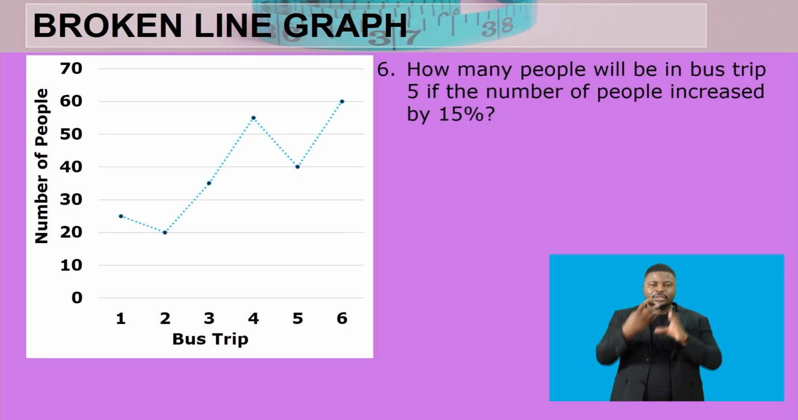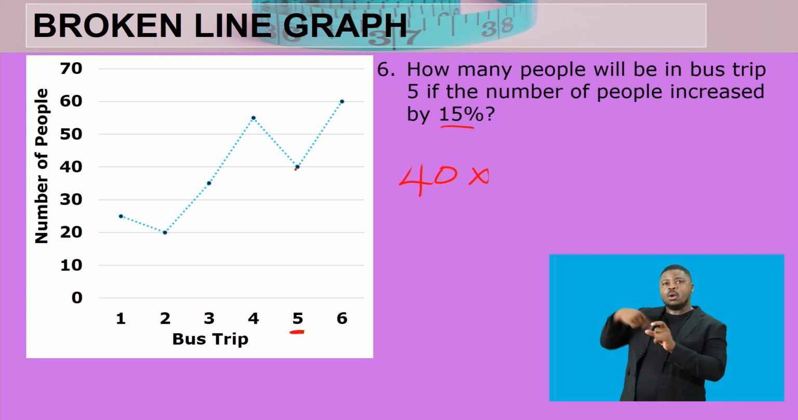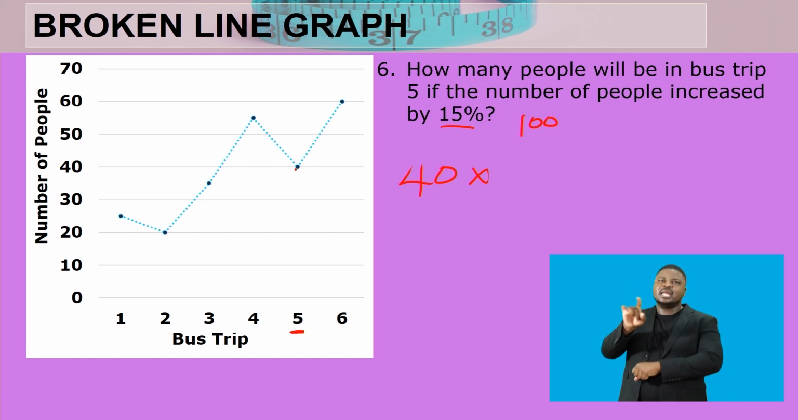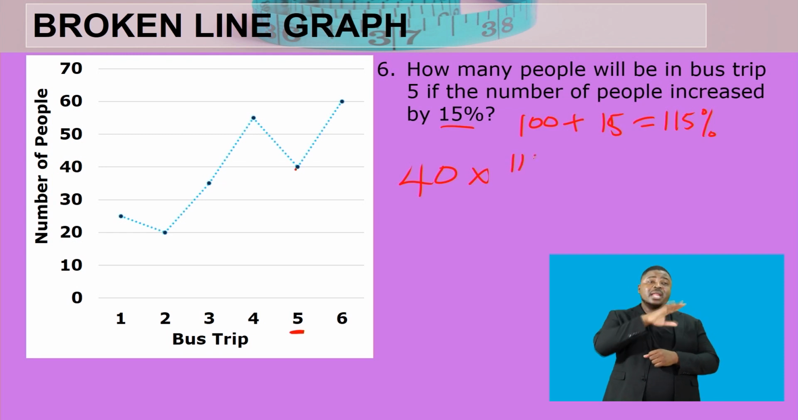Let's move on to question 6. How many people will be in bus trip 5, if the number of people increased by 15%? We had 40 people. So we are anticipating an increase of how many? Of 15%. So remember, percentage increase, we're saying the number of people that are there, they're already 100%. But if we are increasing them, it means we are adding an extra 15%. So which becomes 115%. Then it means the increase will be 115 over 100 because this is a percentage.